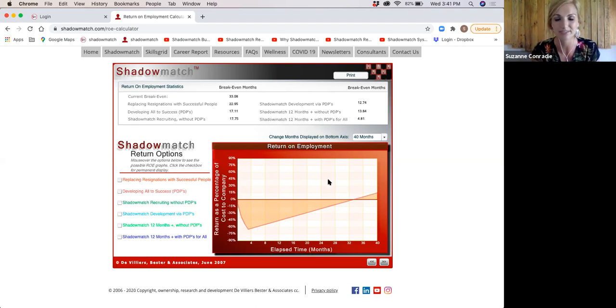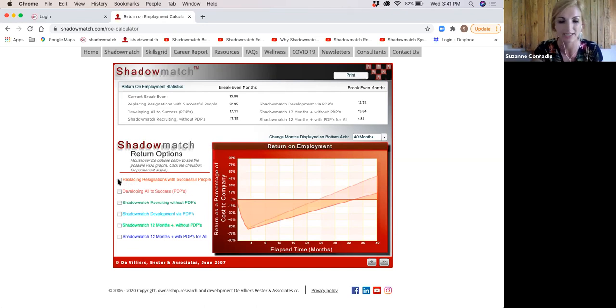Now, the good news is if you start bringing in better practices, making the decisions more informed, we can make that break-even point a bit easier or a bit closer and shorten that timeline. So this is what's here on the screen, my break-even points for specific scenarios. Let's start at the top. By replacing my resignations with successful people.